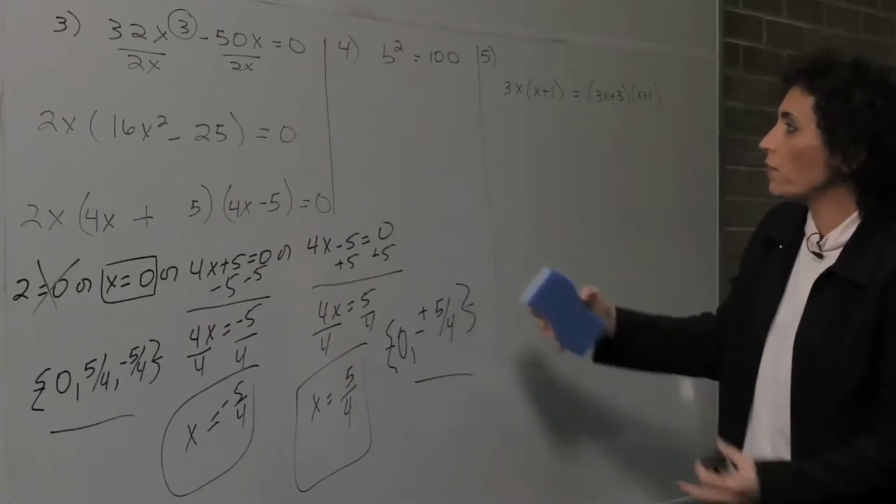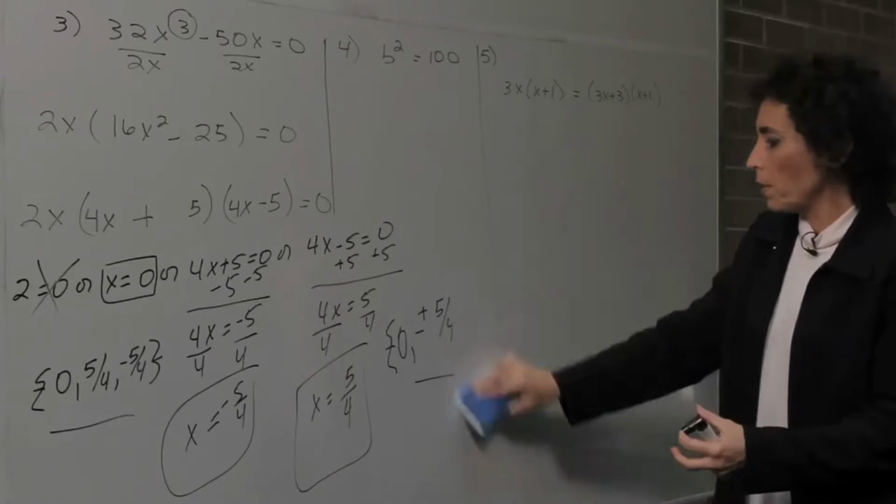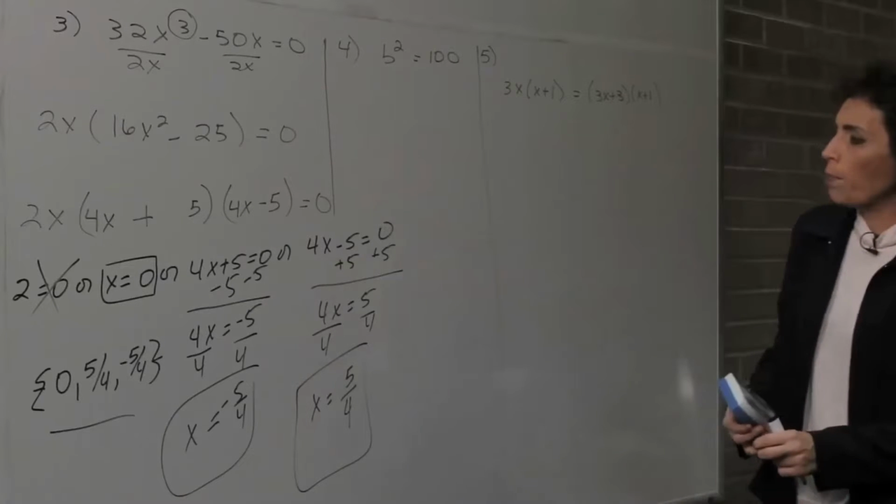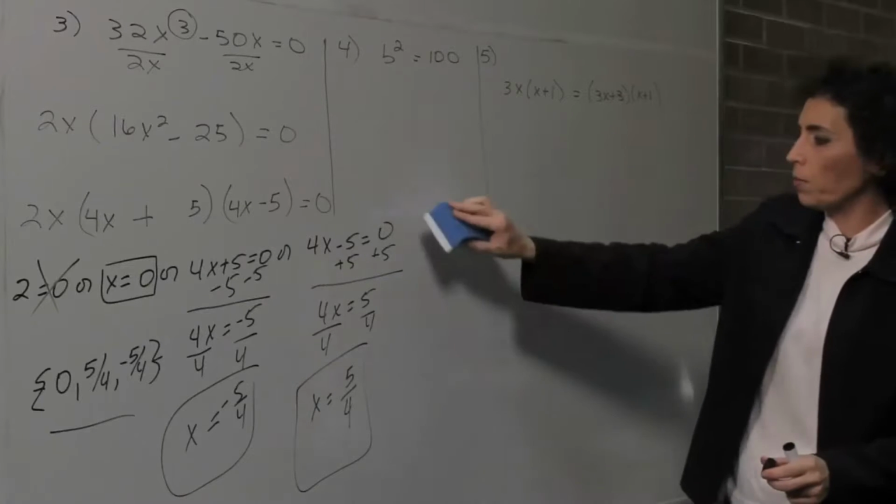I think I have enough. No, maybe not. Okay. All right, let's take a look at 4. I might have enough space. No, I don't think I do. I'm going to erase this.